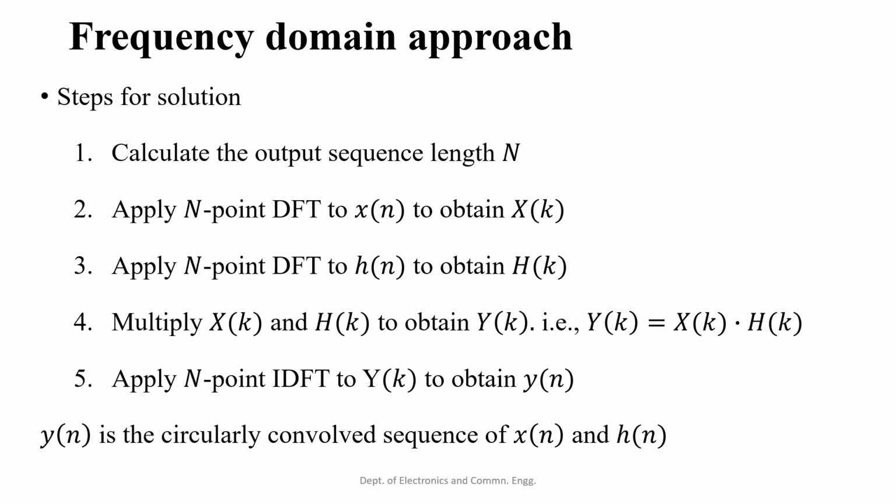So first step, calculate the output sequence length capital N. Apply N-point DFT to the first input sequence, that is x of n, so that we can get x of k. Then apply N-point DFT to h of n, the second sequence, so that we can get h of k. Then multiply the sequences x of k and h of k to get y of k. So this is for the realization. Then apply N-point inverse DFT to y of k so that we can get y of n. And this y of n is the circularly convolved sequence of x of n and h of n.